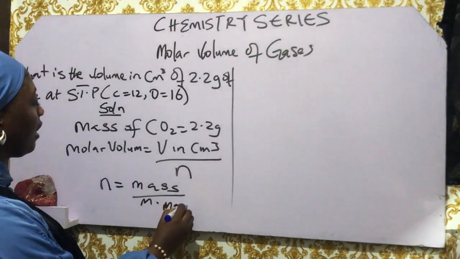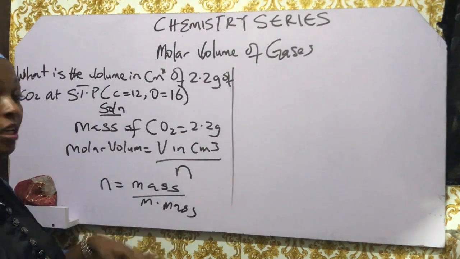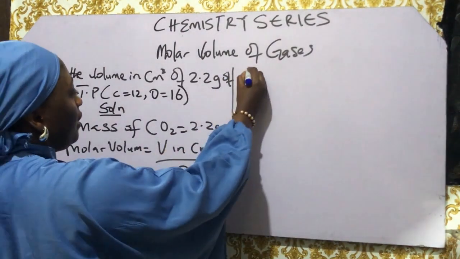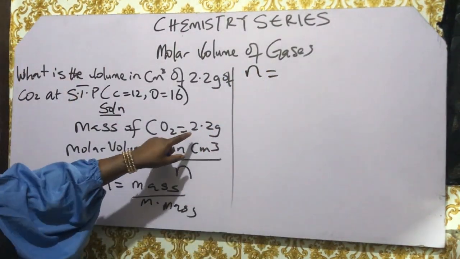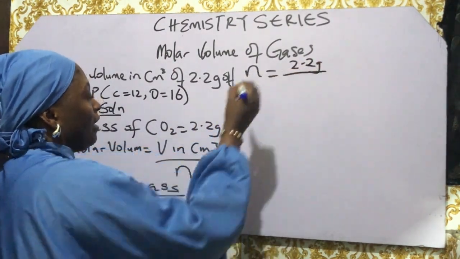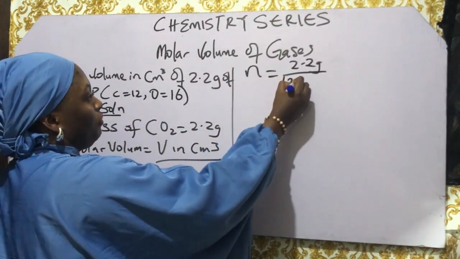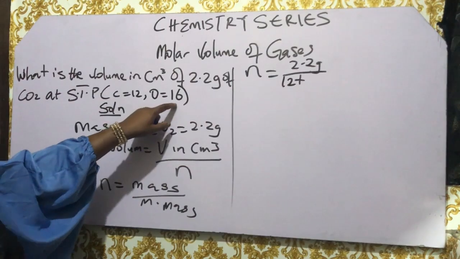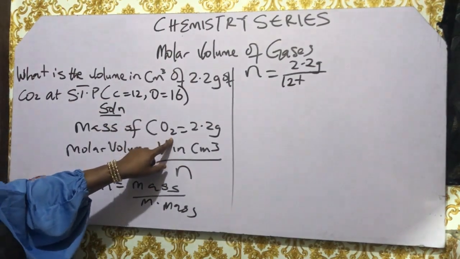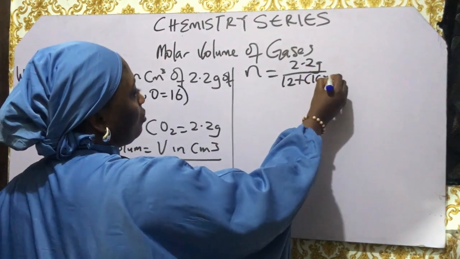A number of moles is equals to mass over molar mass. So we are going to be calculating the mole of carbon(IV) oxide. So we have the mass, we need the molar mass. So N is equals to mass, which is 2.2 gram given in the question, divided by molar mass. Carbon is 12 plus oxygen is 16. We have 2 atoms of oxygen, that is 16 times 2.